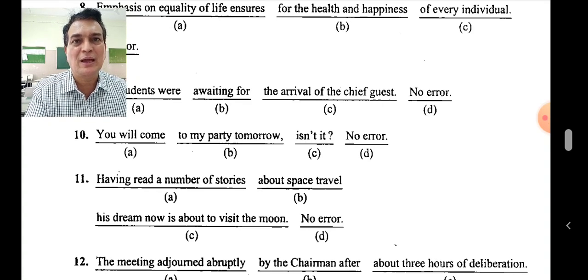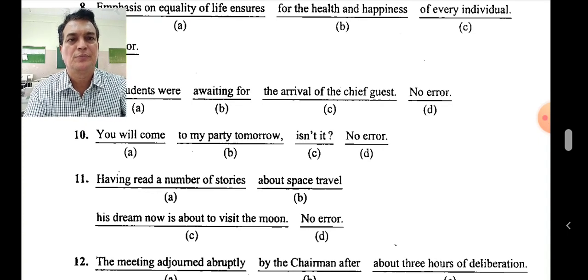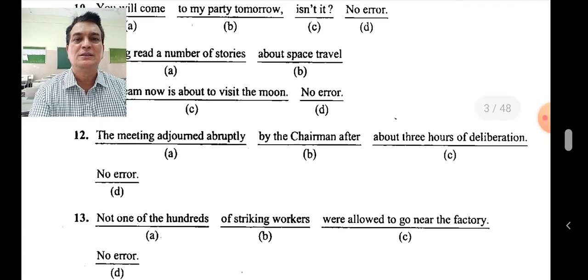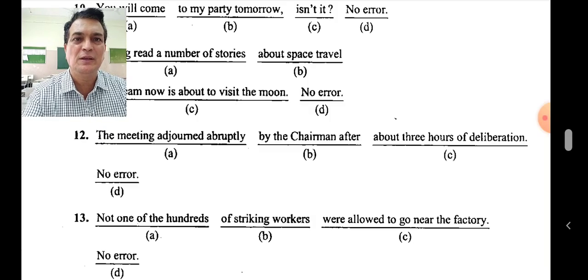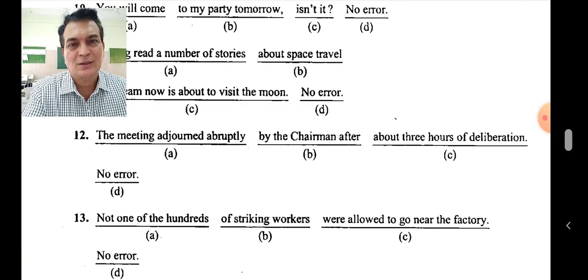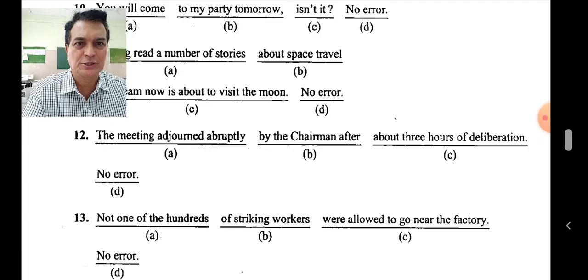So see where there is an error. Having read a number of stories about space travel, his dream now is about to visit the moon. His dream now is to visit the moon. Not about. About is not required. This preposition is not required. So C is the right answer here. The meeting adjourned abruptly by the chairman after. See, whenever using it, the meeting was adjourned. The session was adjourned. The parliament session was adjourned. So the meeting was adjourned. So A is the right answer here.